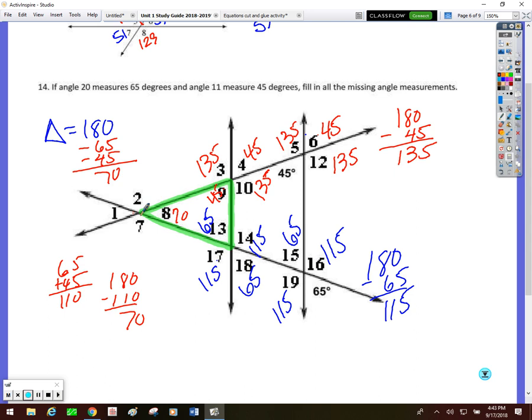And then you have vertical angles here. 1 and 8 are vertical, so that means they are congruent. And then 1 and 2 are supplementary, so 180 minus 70 is 110. And then these are vertical, so that's 110. Okay, so see how it works? Once you learn that one side, the other side will fall right in with it.